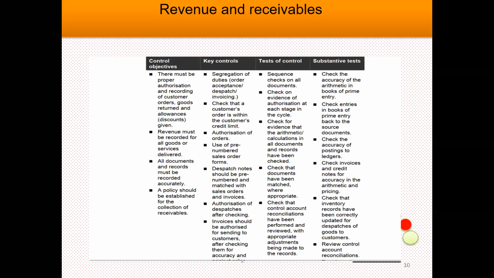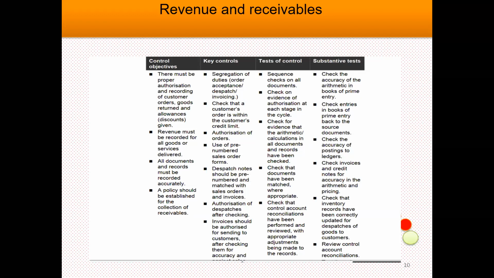But what does this mean? If you've numbered your sales order forms, you can do a sequence check. So if one number is not there, why is it not there? Maybe we check 1, 2, 3, 4, then it moves to 15, or it moves to 7. Why is that? You can do a sequence check on all documents. You can check for evidence of authorization at each stage of the cycle.